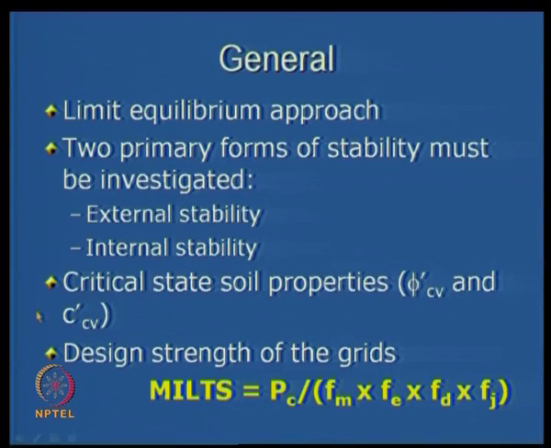Essentially CV means constant volume strains. And design strength of the geogrids is what we have seen, that the company gives some property. Say for example, we have seen one example where it's 50 kilonewton per meter, and then you have various partial factors like FM, the manufacturing factor, environmental factor, damage factor, and all that. All these factors are there, one can use, and then finally you should just use this as a design strength.